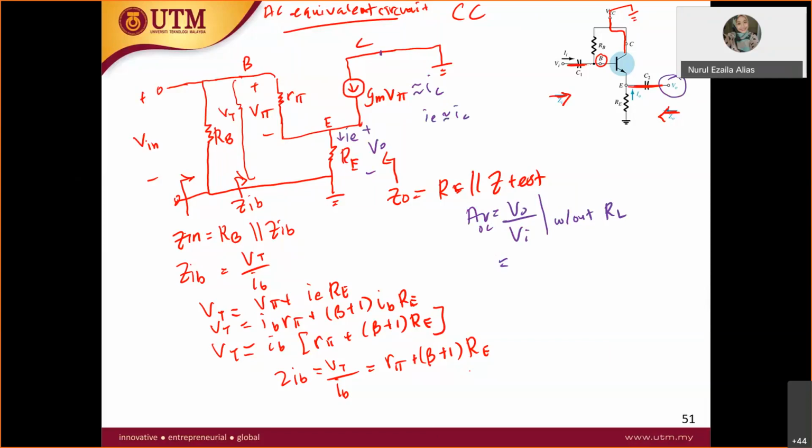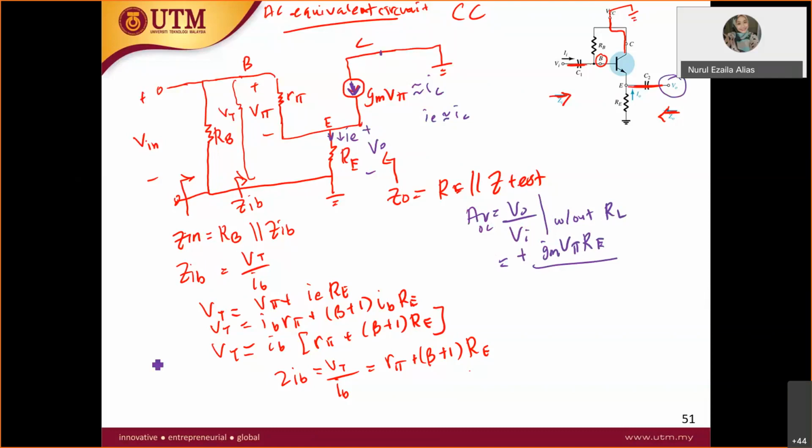Yes, right. So the current here is approximately equal to IC. So it is current going down. This is not negative now. So current going down means it is going down here. So therefore it is positive IE times RE. Now IE is approximately equal to IC, and IC in this AC equivalent circuit is equal to GM V pi. Are you clear on the V naught?